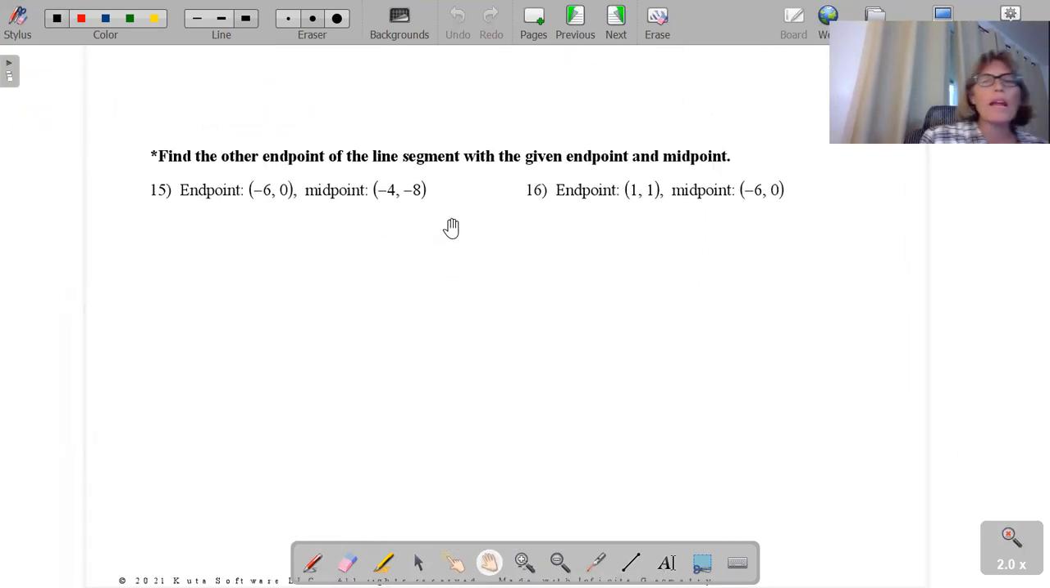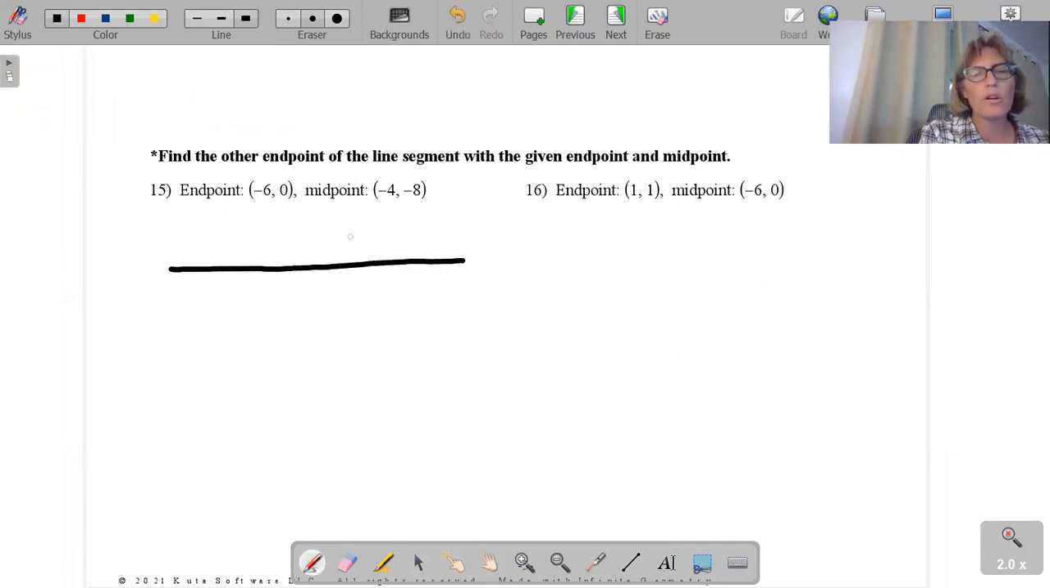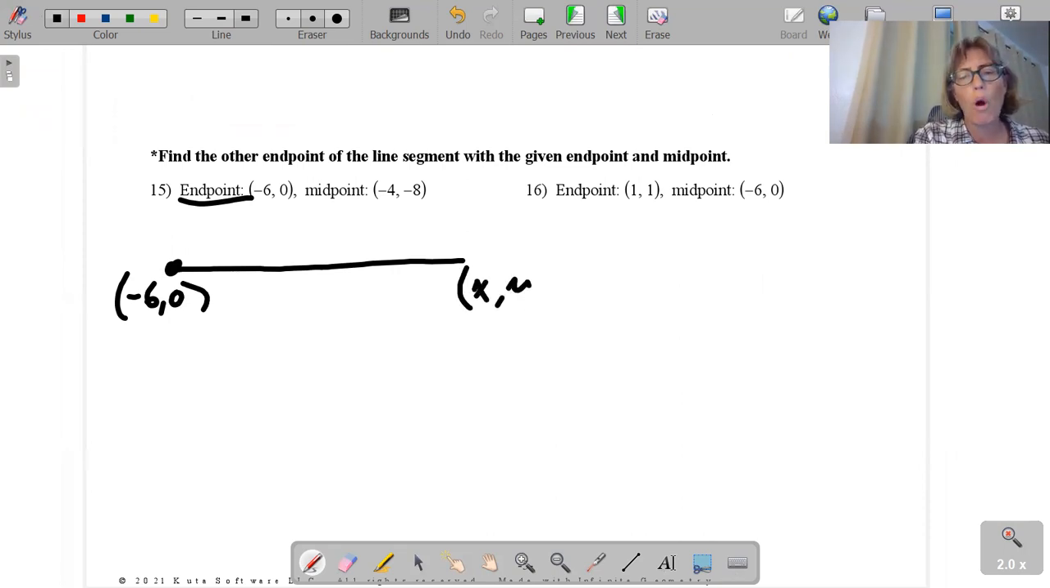It says find the other endpoint of the line segment with a given endpoint and a midpoint. So what we have here is we have an endpoint, -6, 0. We want the other endpoint, x, y, and we're given a midpoint, -4, -8.